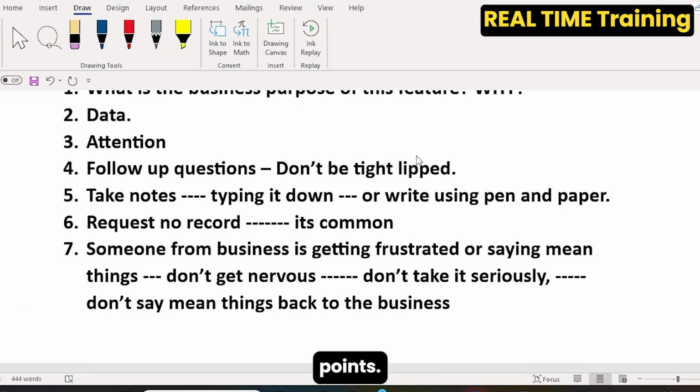Did you understand the 7 points? Did you guys understand the first 7 points that I covered? Do you have any inputs or any questions on the 7 points? Yeah, the 7 points are the best part.